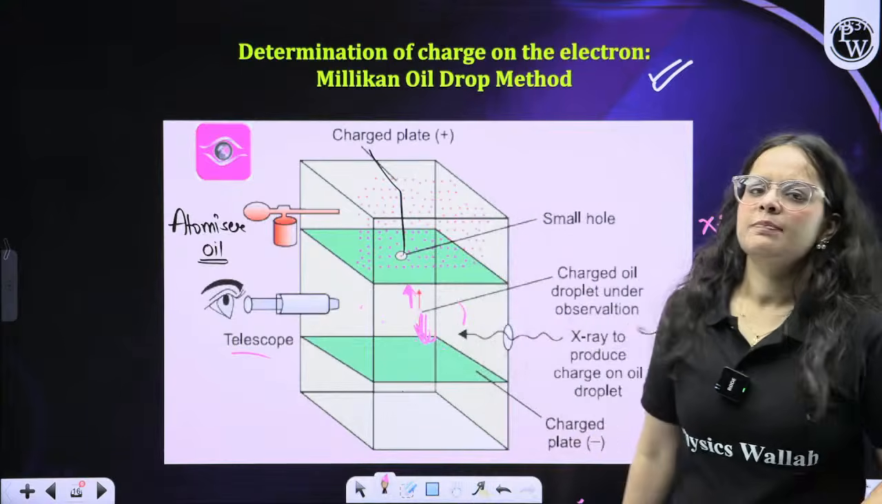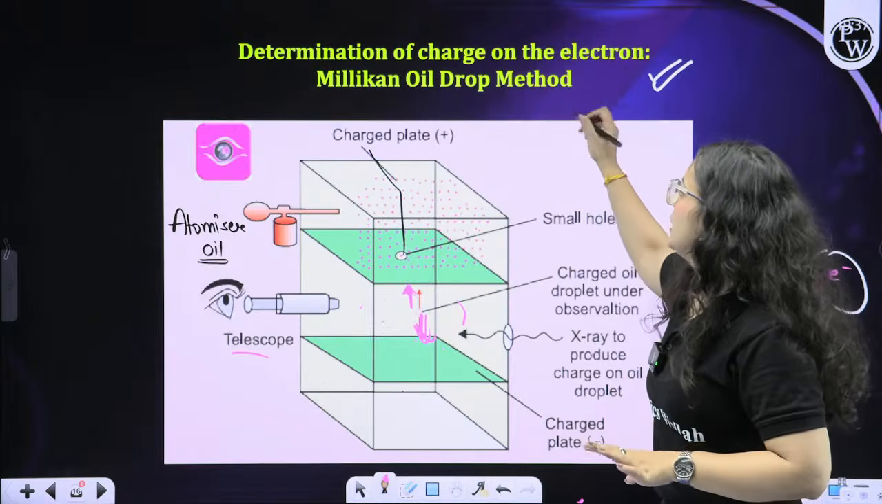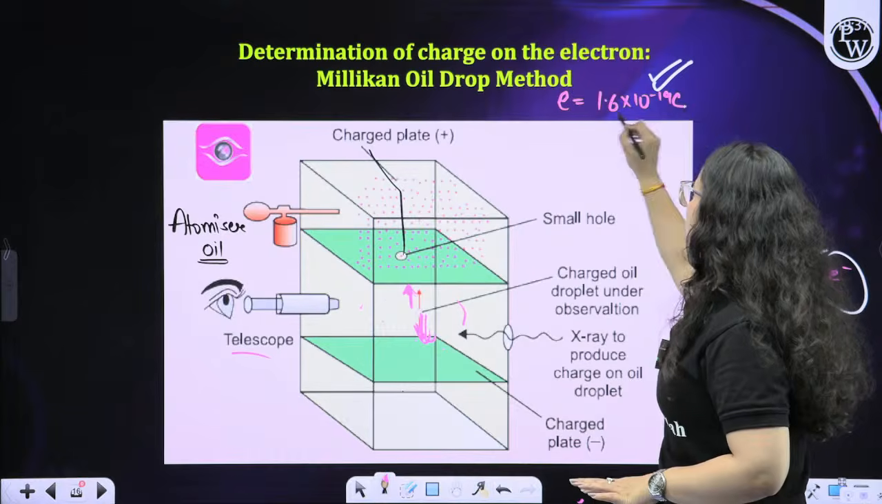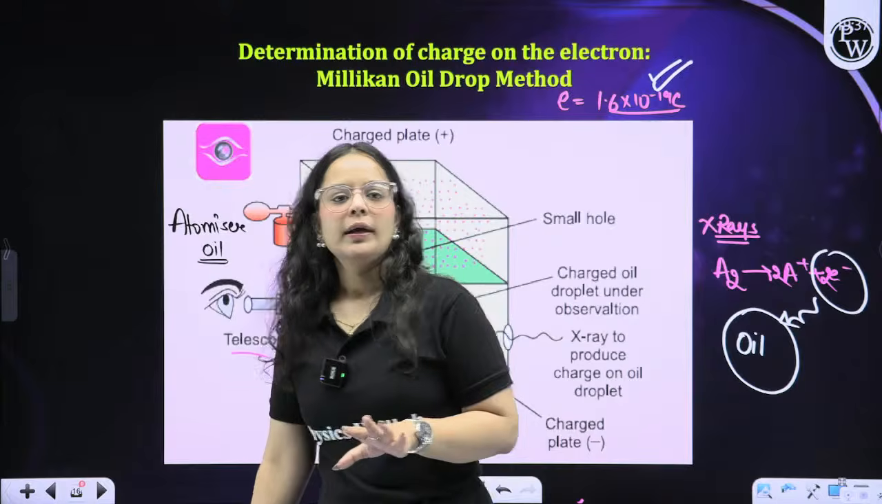From all these experiments, there is no such calculation required. You just have to learn the charge on the electron, which comes out to be 1.6 into 10 raised to the power minus 19 coulomb. That is it. Okay.